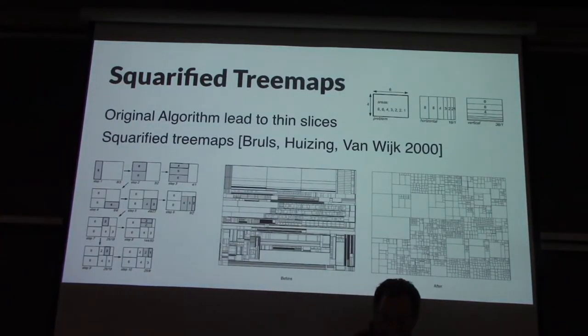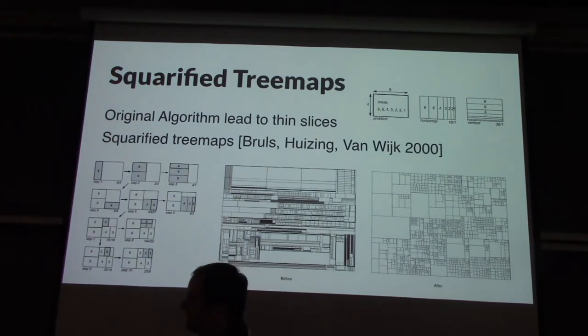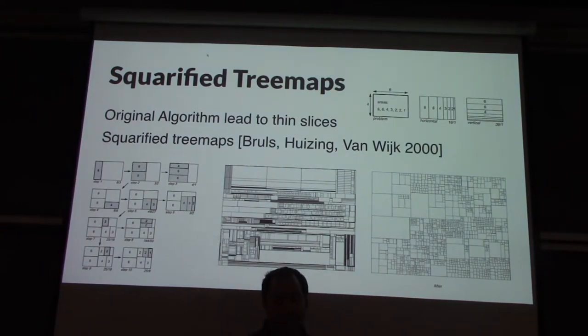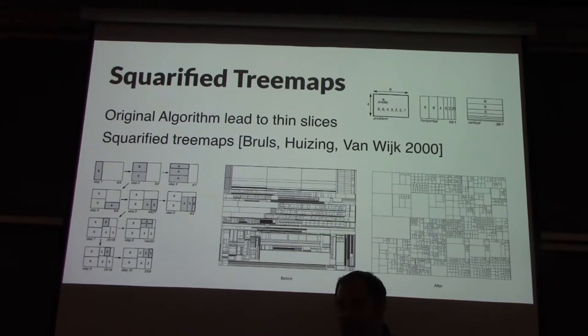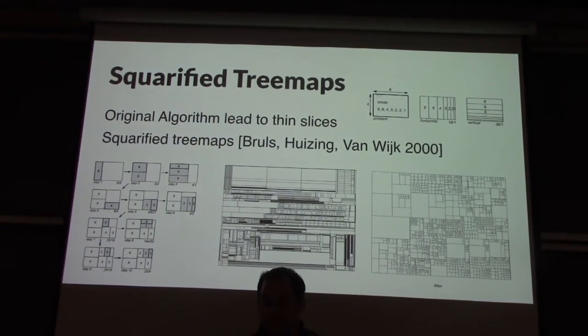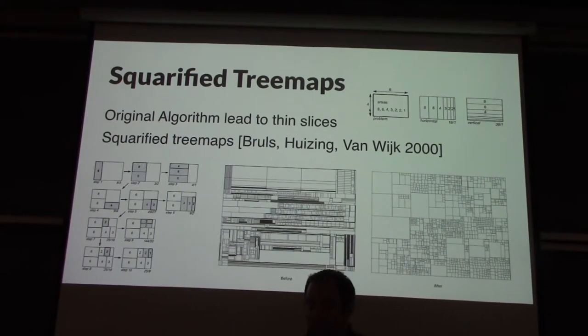One problem with the original tree map approach is that it sliced the areas only in one direction. If you have subfolders with sizes 6, 6, 4, 3, 2, 2, 1, this is how the original approach would have sliced it, either horizontally or vertically. And that would lead to these not very readable tree maps. And so a good approach that now everybody's using is the squarified tree map approach.